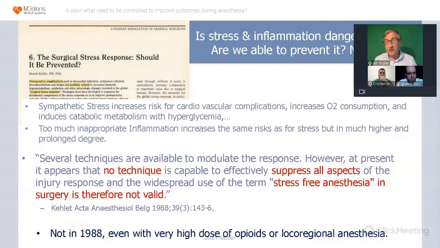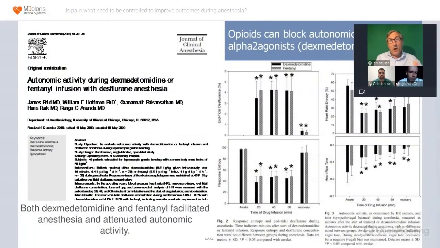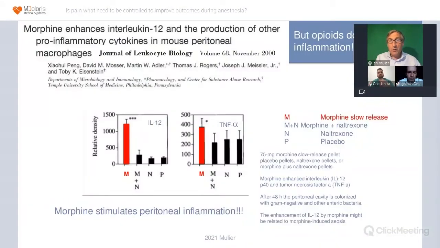The question is, that was 1988. Today, are we able already to give stress-free anesthesia? Probably not with very, very high doses of opioids, because we are not blocking inflammation sufficiently. Now, if we look at the blocking of the autonomic activity, then dexmedetomidine, just here to compare one of the drugs we use in opioid-free anesthesia, is comparable to fentanyl in blocking the autonomic activity. So they are comparable. But if you look at inflammatory reactions, then we might see even the opposite. Morphine here is inducing the production of pro-inflammatory cytokines in mouse peritoneal macrophages, so even stimulating inflammatory reaction. So this is just the opposite.